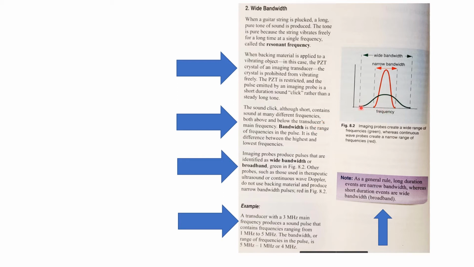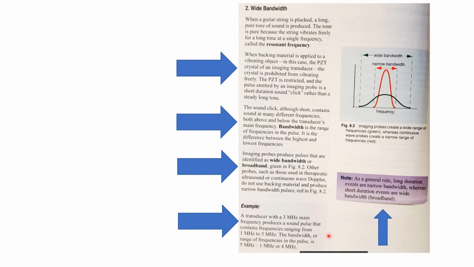So you see, you can be spread over a lot of frequencies and have a wide bandwidth, or you can be very focused in a narrow bandwidth here. And you can see that the energies are different associated with these. There's more energy associated with a narrow bandwidth, and so the imaging tends to have a wider bandwidth, and so there's a range. Imaging probes produce pulses that are identified as wide bandwidth or broadband. Other probes, such as those used in therapeutic ultrasound or in continuous wave Doppler, do not use backing material and produce narrow bandwidth pulses, and you saw that picture up here.